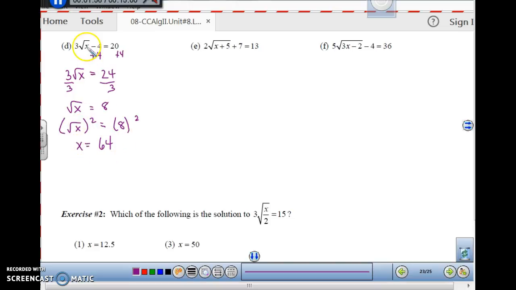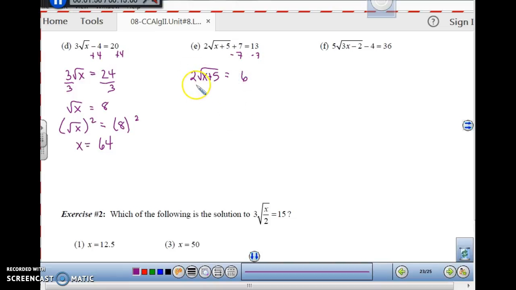So if we plug in here, the square root of 64 is 8. 3 times 8 is 24. Minus 4 is equal to 20. All right, 2 times the square root of x plus 5, plus 7 equals 13. We want to get the square root by itself. So first thing we want to do, subtract the 7. So that's 2 times the square root of x plus 5 is equal to 6.